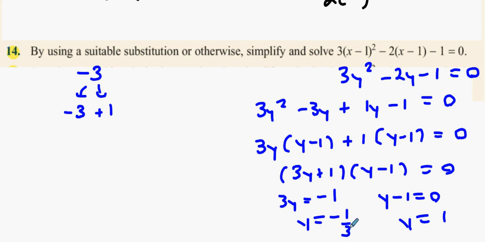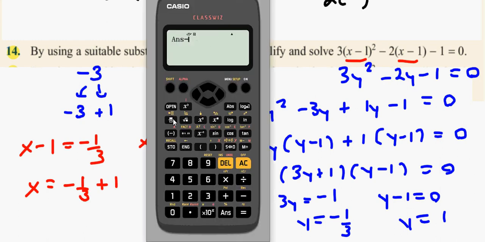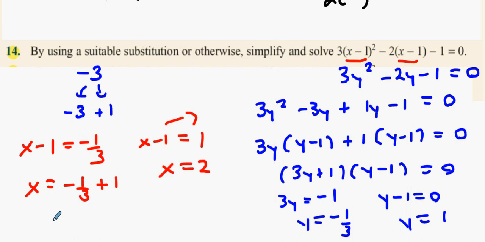Now that's not what we're asked for. What were we asked for? So I have to say x minus 1 equals minus a third and x minus 1 equals 1. X will equal 2. X equals minus a third plus 1. And if you're not good with fractions, which some people aren't, minus 1 over 3 plus 1. 2 thirds, yeah? How many people got 14 done? Perfect.